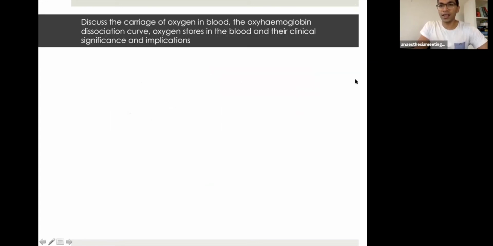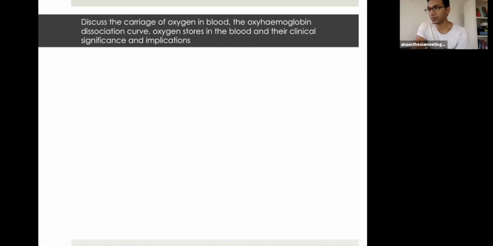Okay, so the next part of the syllabus discusses the carriage of oxygen in blood, the oxyhemoglobin dissociation curve, oxygen stores in the blood, and their clinical significance and implications. Andrew, I might start quizzing you a little bit, if that's all right. How is oxygen carried in the blood? So it is mostly bound to Hb. Yep. And some of it is chemically dissolved in blood as well.